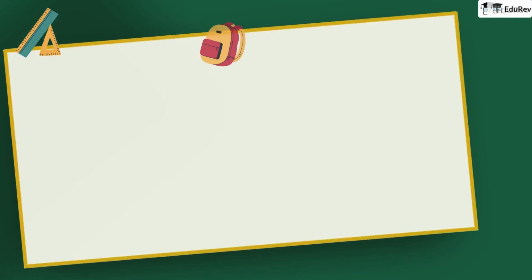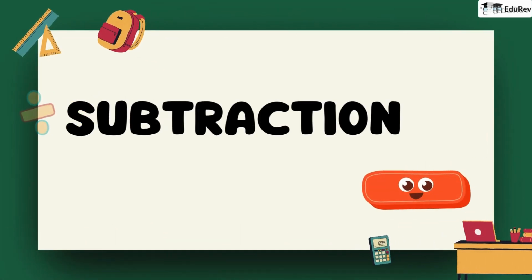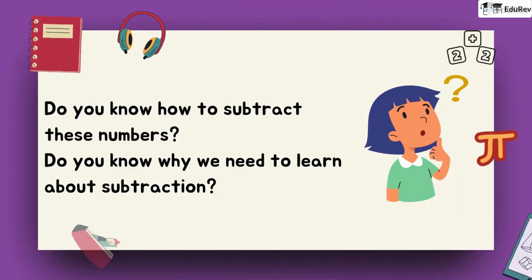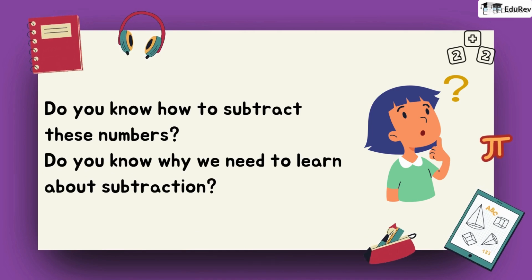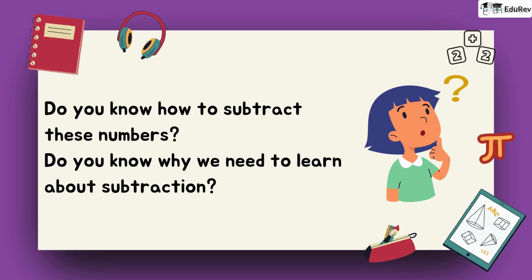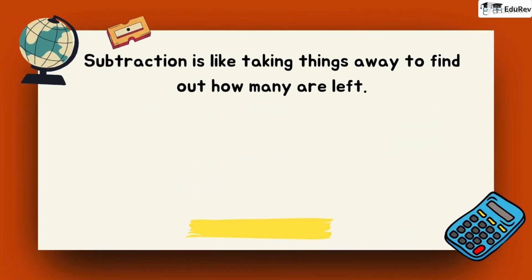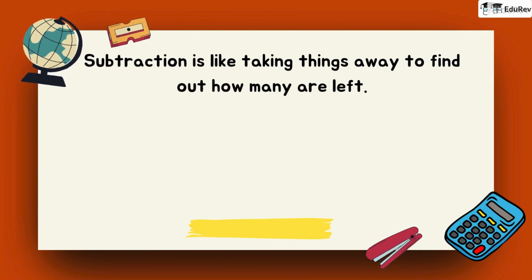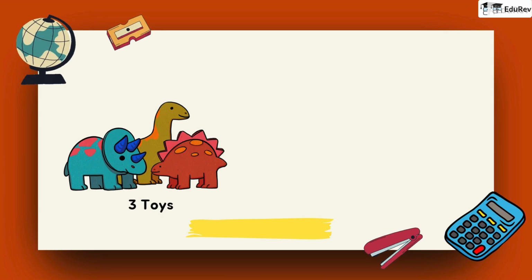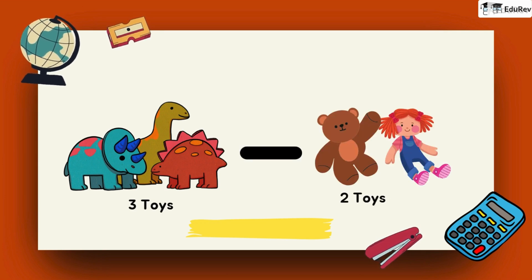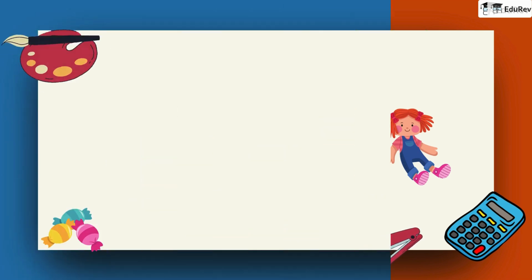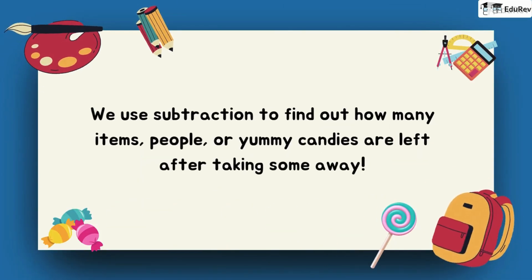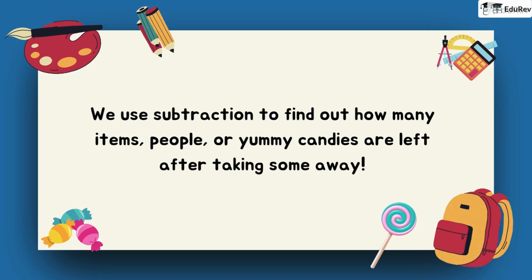Students, let us now learn about subtraction. Do you know how to subtract these numbers? Do you know why we need to learn about subtraction? Subtraction is like taking things away to find out how many are left. For example, you have 3 toys and your friend takes 2 toys away from you. Then, you will be left with only 1 toy. We use subtraction to find out how many items, people, or yummy candies are left after taking some away.